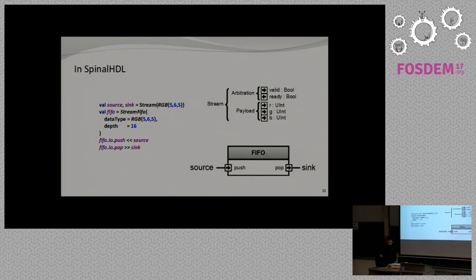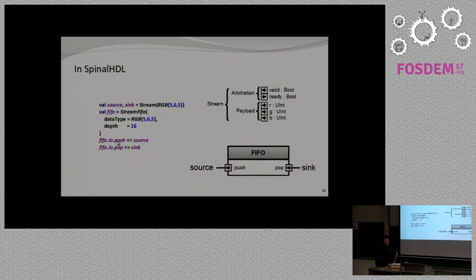And to instantiate this FIFO, you just say, I want a stream FIFO, with this data type as elements which are stored by the FIFO. You don't have to bind all signals of your data structure into a single std_logic_vector anymore. Then you say the depth that you want. And then this is the thing.